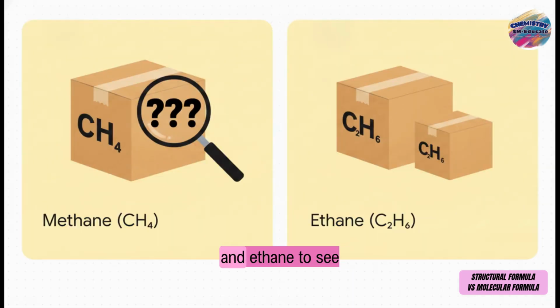Let's look at methane and ethane to see what I mean. Methane is CH4, so 1 carbon, 4 hydrogens. Ethane is C2H6, 2 carbons, 6 hydrogens. Now, these molecular formulas are neat, they're tidy, and they give us the exact counts of our atomic ingredients. But they give us absolutely zero clues about the bonds forming between these elements. Are we looking at single bonds, double bonds? How are those 2 carbons in ethane actually holding hands? The molecular formula is totally silent on all of that.